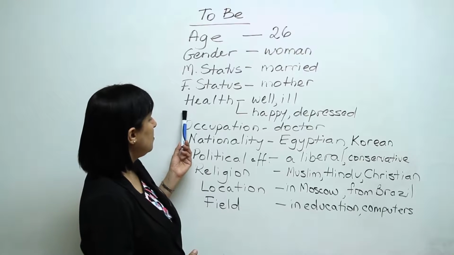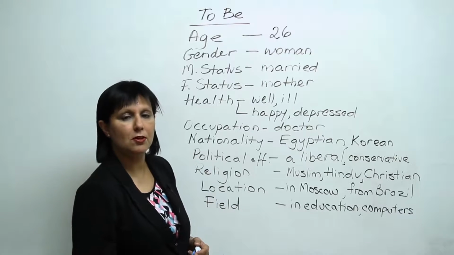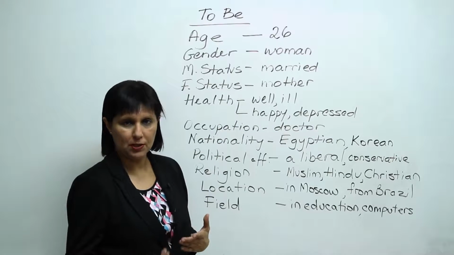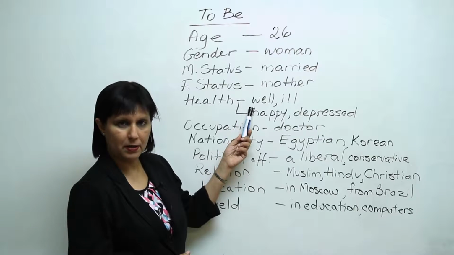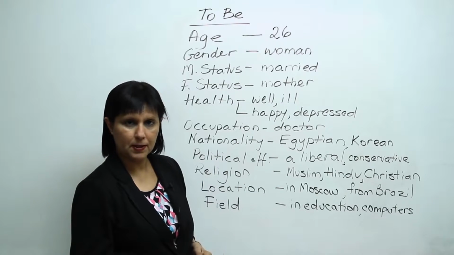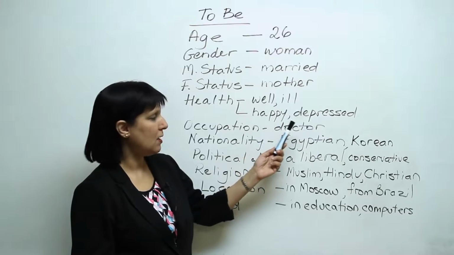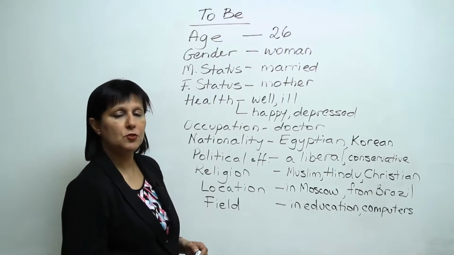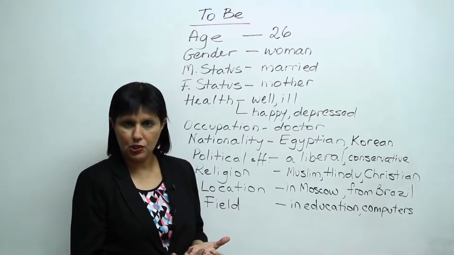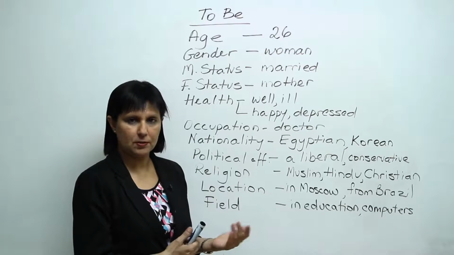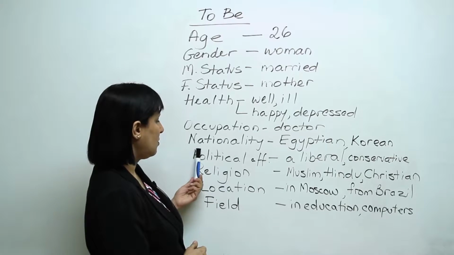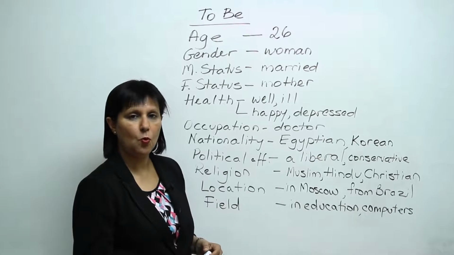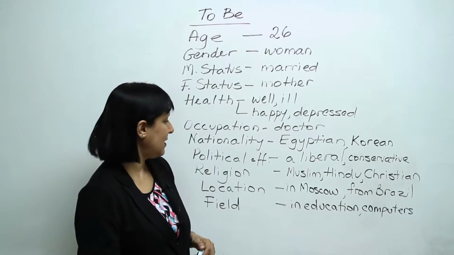Okay? You could also use the verb to be to talk about your health, your physical health, and your mental or emotional health. So you could say, I'm well, or I'm ill. You could say, I'm happy, or I'm depressed, right? Okay? We use the verb to be also to talk about our occupation. I'm a doctor, I'm a teacher, etc., right? Also about nationality. Somebody could say, I'm Egyptian, or I am Korean, okay?